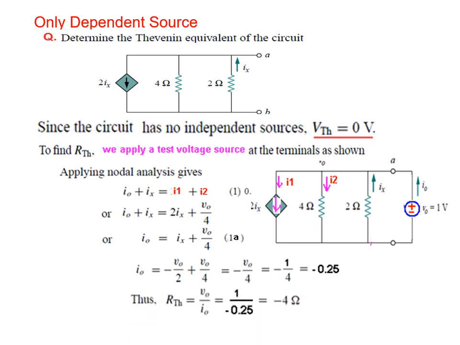And now we have learned the formula for RThevenin to be V naught over I naught. So V naught is 1 volt, our test voltage, and I naught we found to be negative 0.25. So our answer is negative 4 ohms. Now what is the significance of negative 4? That we will learn at a later stage.